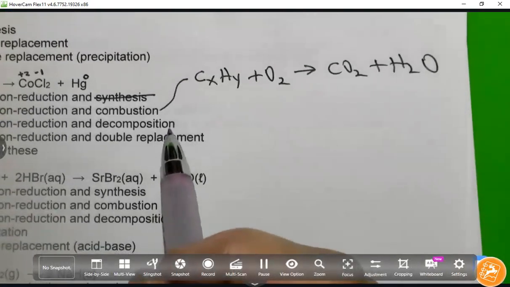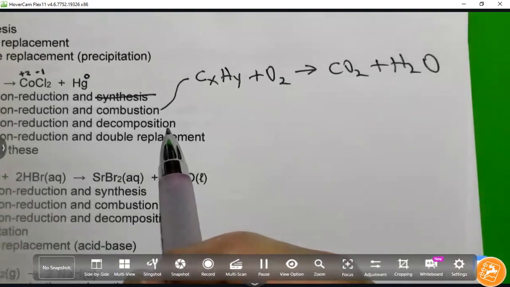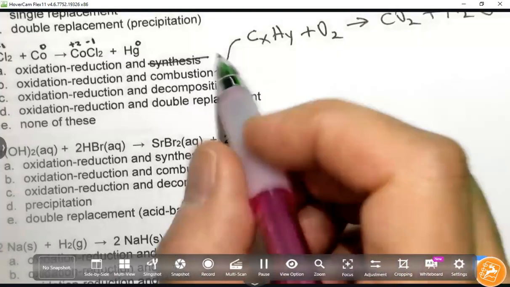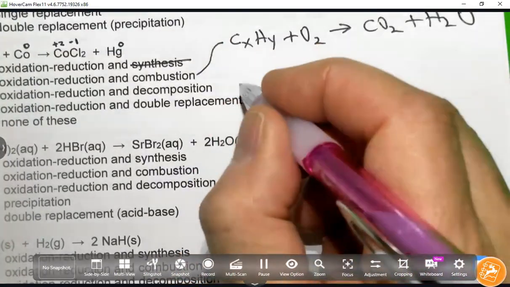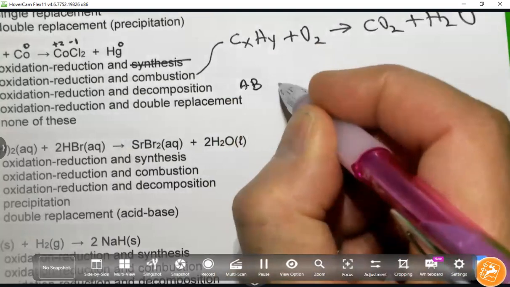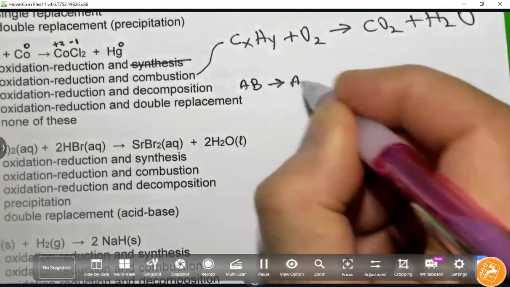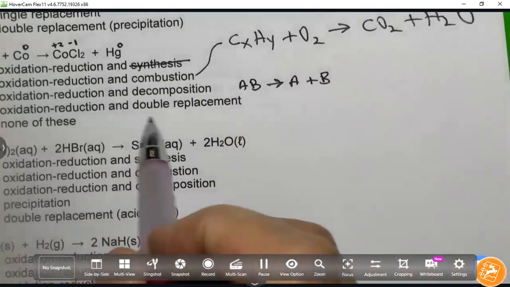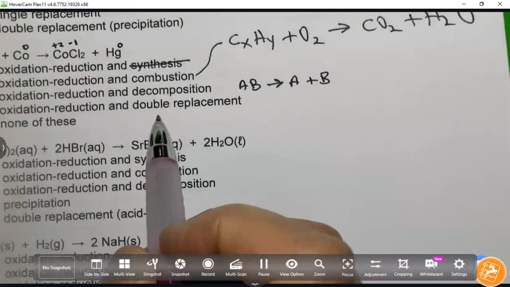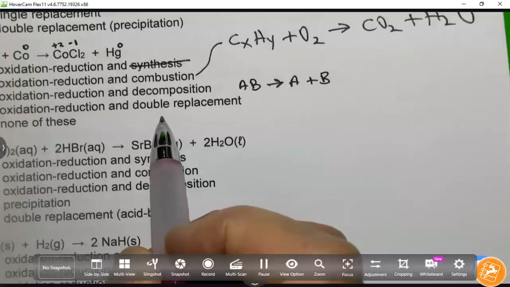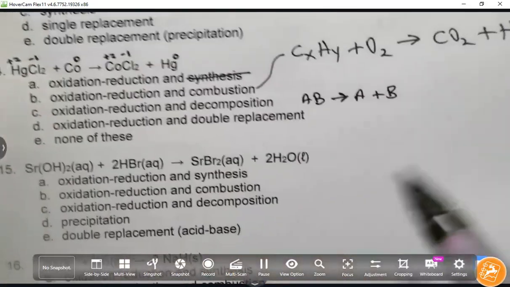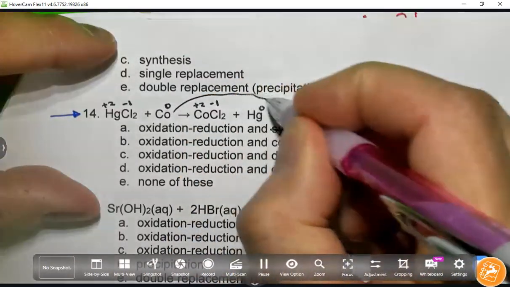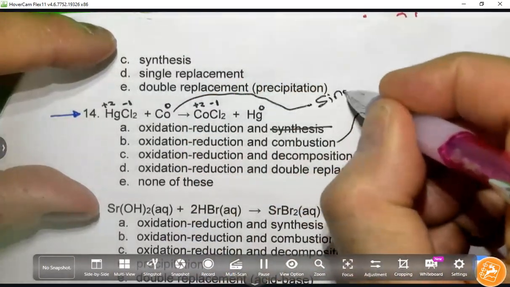Is it a decomposition? It is not a decomposition, because if it's a decomposition, you'd have AB turning into A plus B. Is it double replacement? No, it's not double replacement. What this really is, is single replacement.